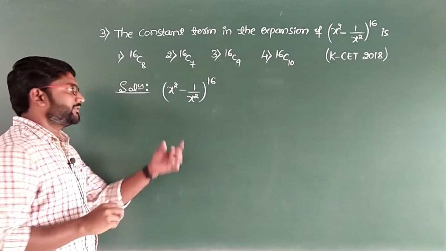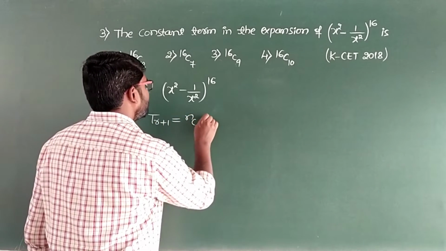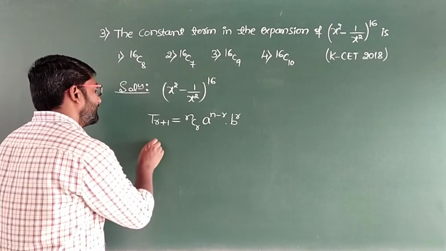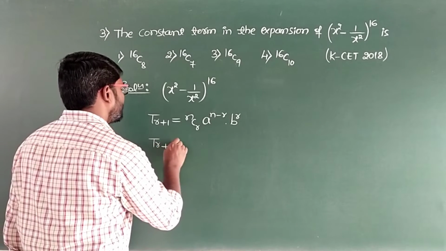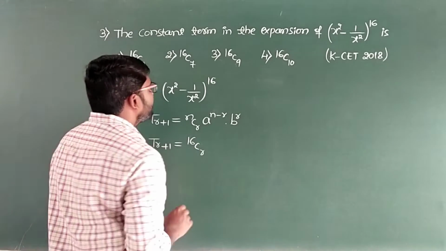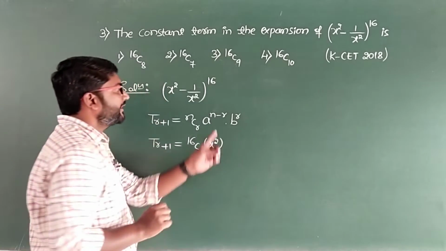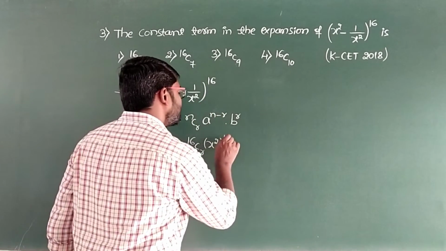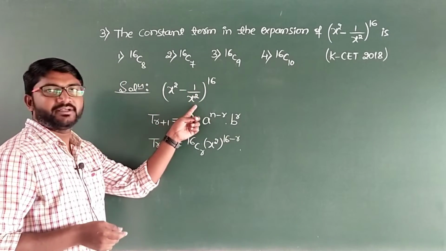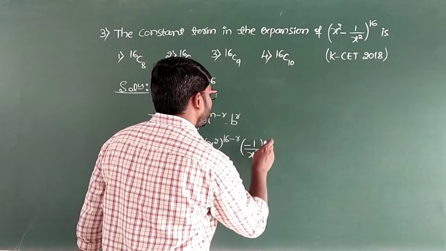Now I will go for the general term T r plus 1, which is equal to nCr a raised to n minus r into b to the power small r. So now T r plus 1 is equal to, what is the value of n here? N is going to be 16. So 16Cr, a will be x square, so x square whole to the power n minus r. N means 16, so I'll write 16 minus small r into b to the power small r. B means it is minus 1 divided by x square. So minus 1 divided by x square whole to the power small r.